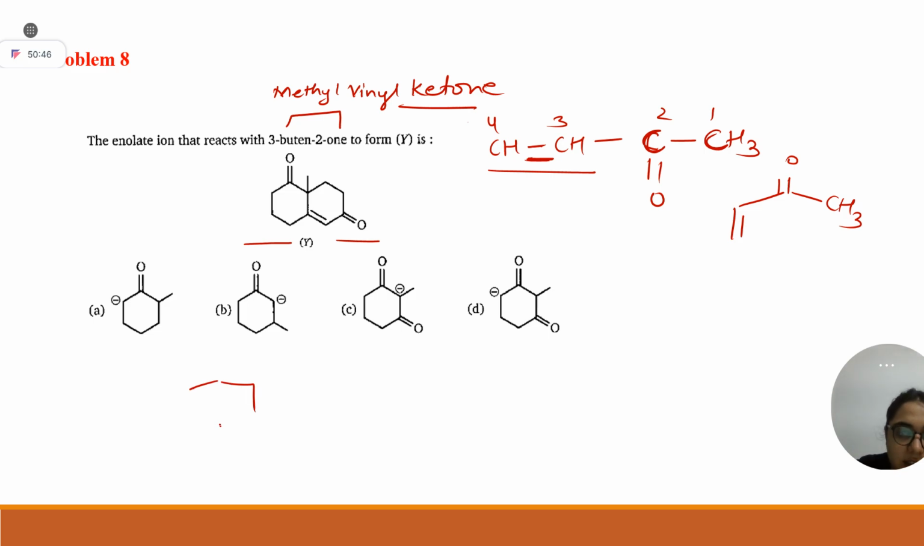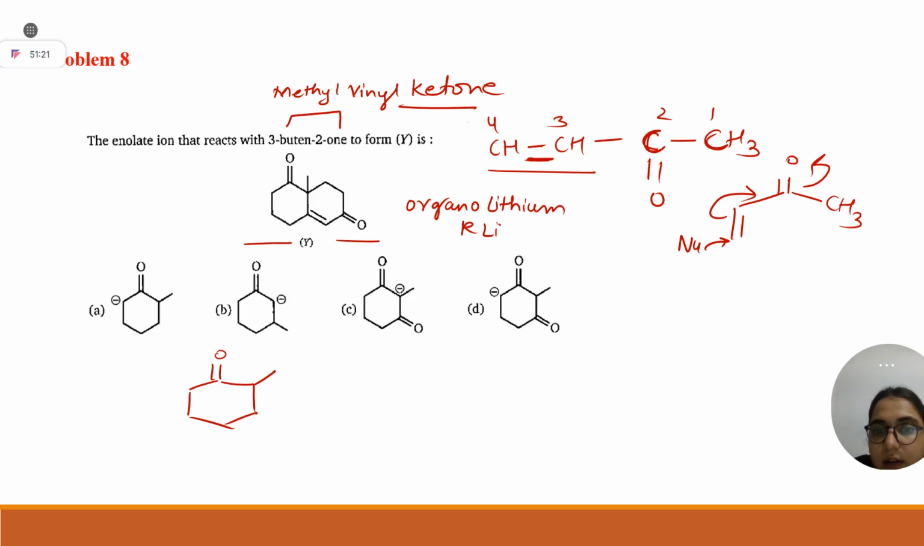If option number A is your enolate, remember this thing, students. Whenever you are having this alpha beta unsaturated system, they will attack in 1,4 fashion. Actually, it depends what conditions are there. In general, whenever you are having organolithium salts like RLi, they do 1,2 attack. 1,2 attack means they attack your carbonyl.